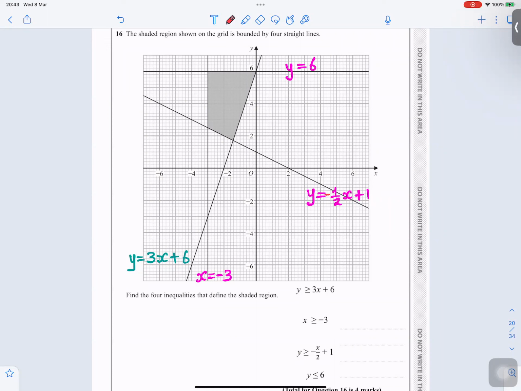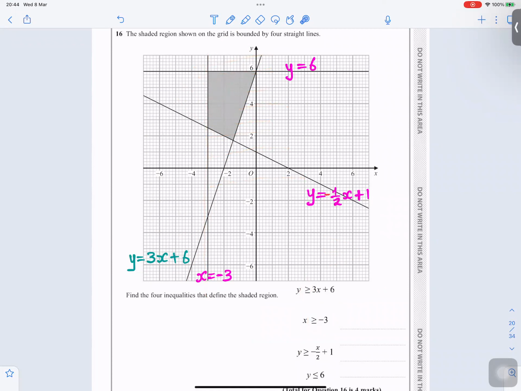So for the lines, we start with the one in green, which is y equals 3x plus 6. We want the part which is above, so y greater than or equal to, because it's a solid line. If it's a dotted line, it will be greater than. The next one, we want x to be bigger than or equal to minus 3. That's the line x equals minus 3, and we want it on the right side.